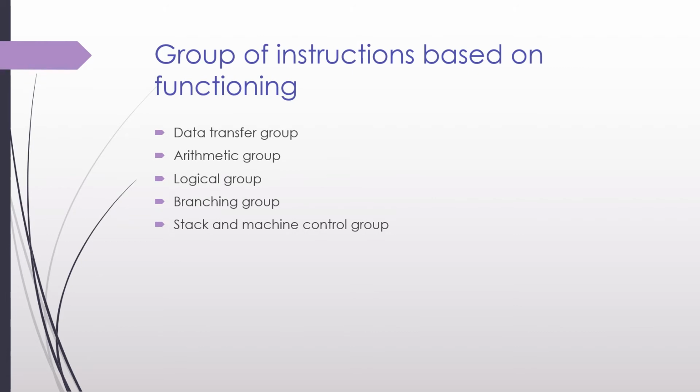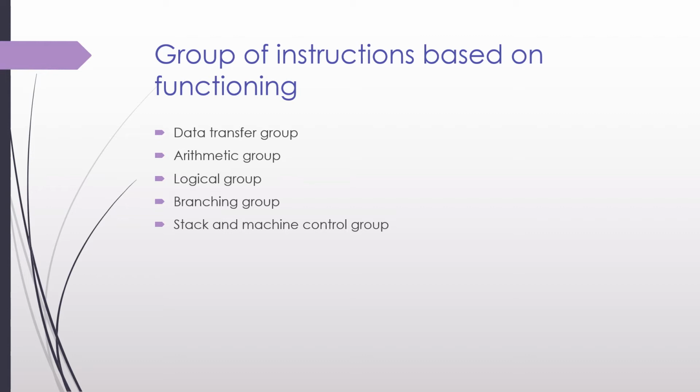Now, coming to another way of grouping the instructions, it is based on the functioning. Now, what type of function it is doing, depending upon that, all the instructions of the microprocessor 8085 have been divided in a broad category of 5 groups, which is first one data transfer, second one arithmetic group, third is logical group, fourth is branching group, and the fifth one stack and machine control group.